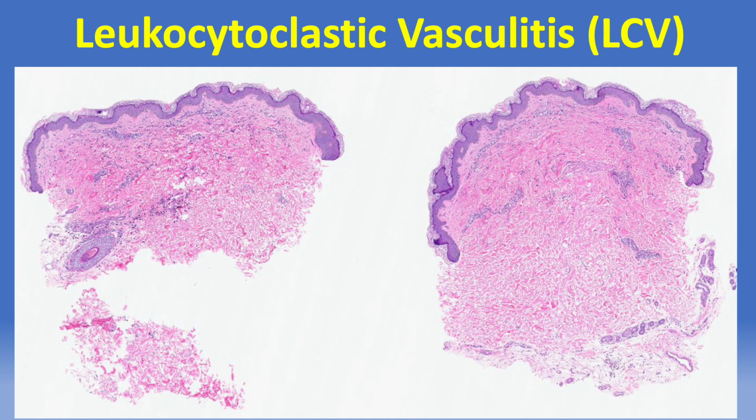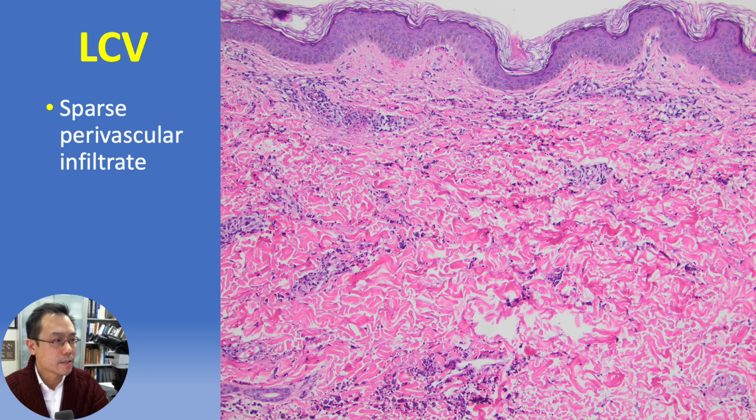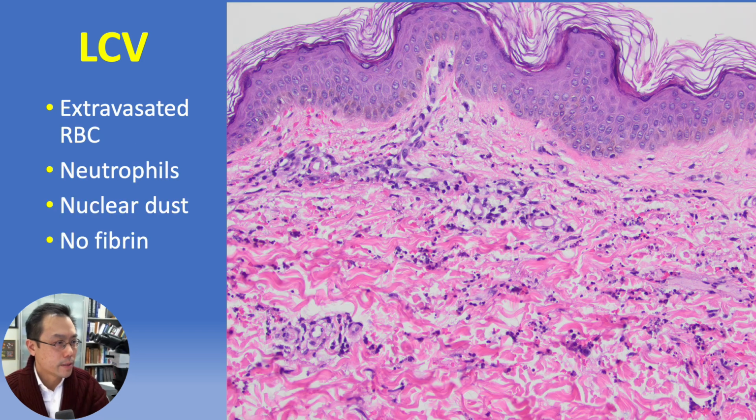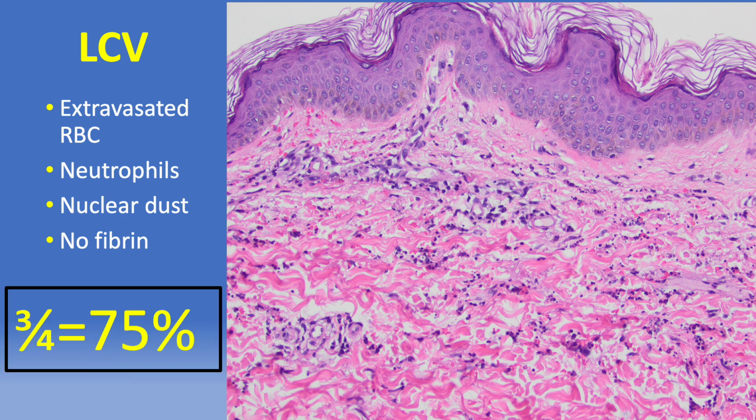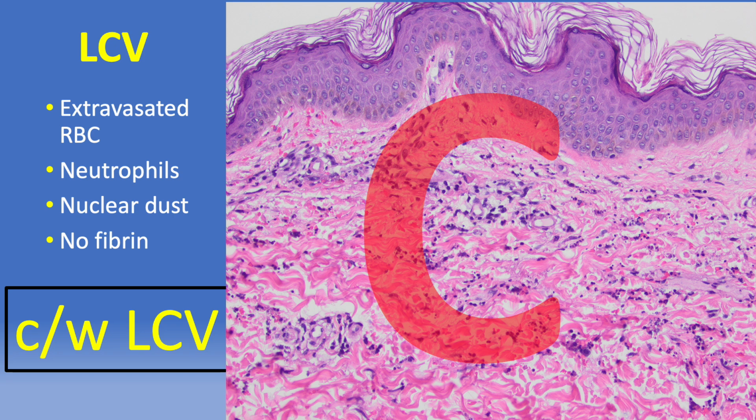Here's another example with a perivascular and interstitial infiltrate at scanning magnification. On closer examination, some extravasated erythrocytes are apparent, with some nuclear dust, but no overt vascular fibrin. So at this juncture, 75%, or letter grade C, which in my experience is sufficient to issue a pathology report with a line diagnosis of consistent with or compatible with leukocytoclastic vasculitis in the appropriate clinical setting.